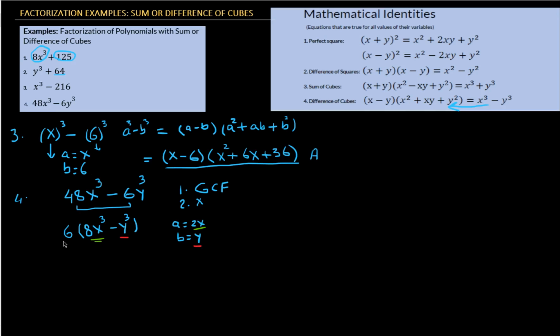So now because 6 is already there, we have to take this 6 as a product of this whole thing. So we cannot remove this. So what we will do next is, we will take 6 like this, and then we can start a curly bracket just so that we don't make any mistake. So instead of 8x cube, we will write 2x whole cube minus y whole cube. Now this is the form of a cube minus b cube.